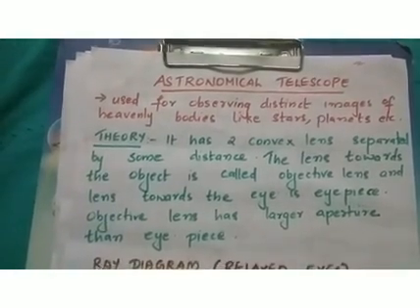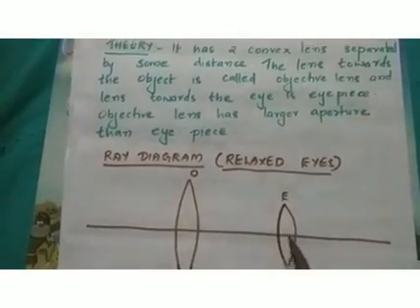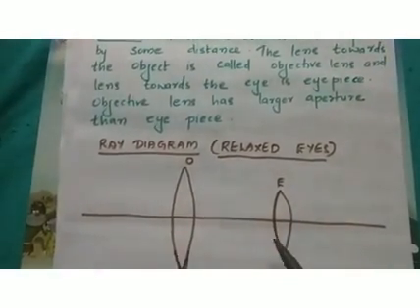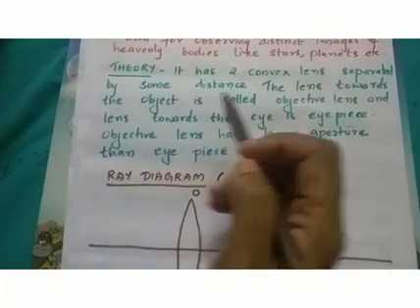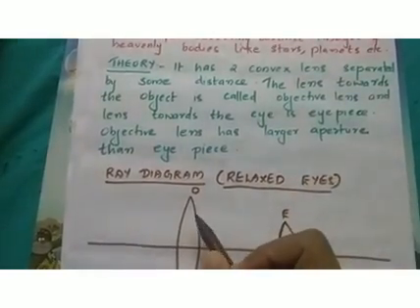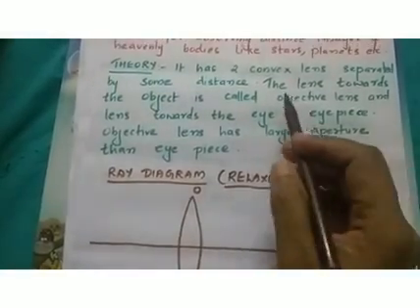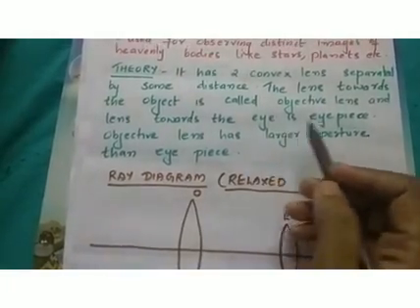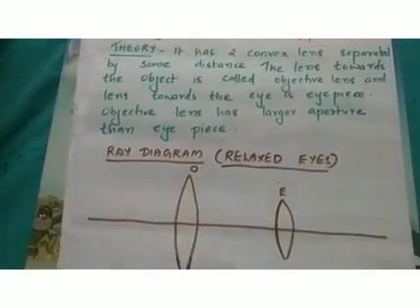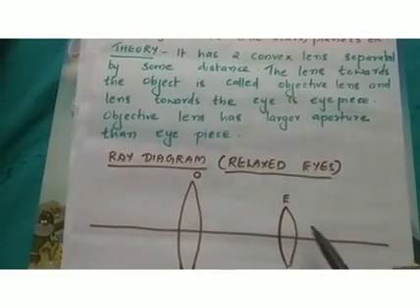This astronomical telescope has two convex lenses separated by some distance. So, two convex lenses are there, just like a compound microscope. The lens towards the object is called the objective lens. So, here, this is the objective lens. Here, we will consider our object. The lens towards the eye is the eyepiece. So this small convex lens will be the eyepiece because this will be the lens towards the eye.